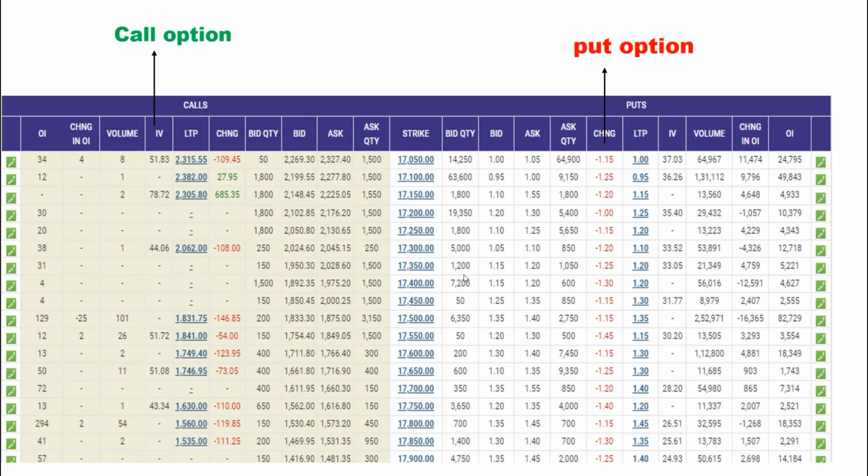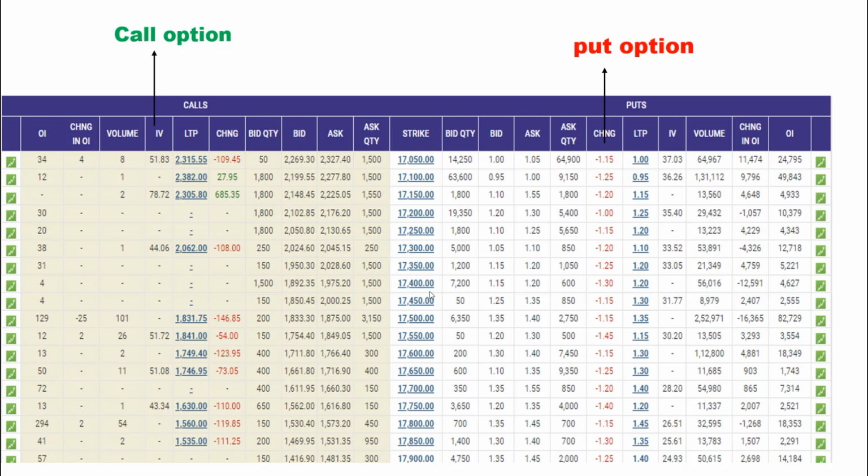The main thing in the option chain is the call option and the put option. The left side is for calls and the right side is for puts. For the call options we can see the OI, change in OI, volume, IV, LTP, then change, then bid quantity and bid. Next is the ask and ask quantity. Ask quantity is how much quantity.